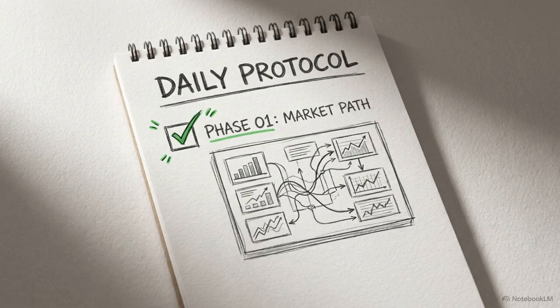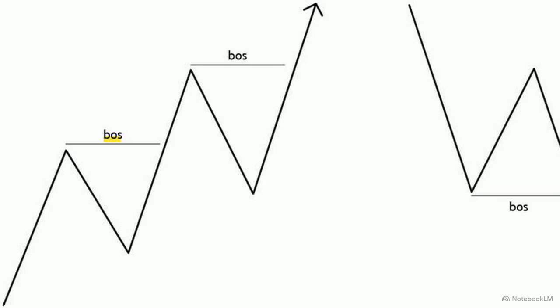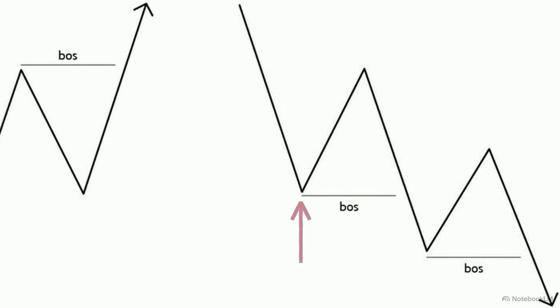Criteria number 1 is finding a valid break of structure, or BOS. This defines the exact direction the market wants to go. This drawing shows the theoretical path of a break of structure. In a bullish trend, the price continually breaks previous highs. In a bearish trend, it falls below previous lows, creating a downward staircase pattern.